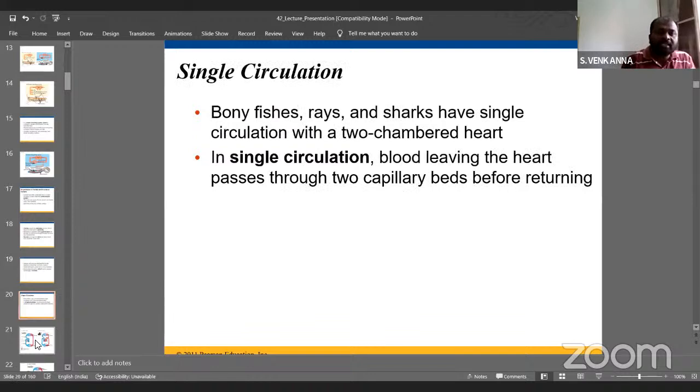Single circulation. So what is single circulation? Most aquatic animals have single circulation systems. Bony fishes, ray fishes, and sharks have single circulation with a two-chambered heart. In single circulation, blood leaving the heart passes through two capillary beds before returning.